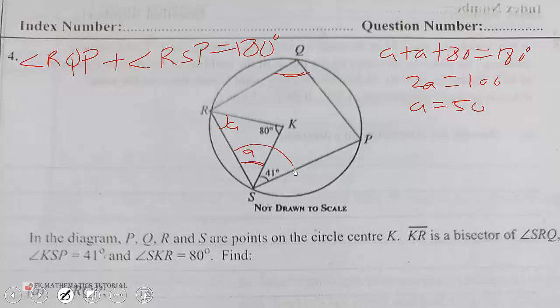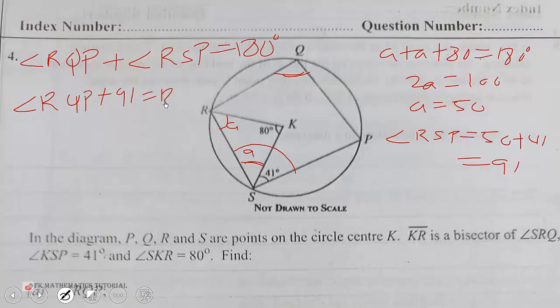So the whole angle here, which is angle RSP, is 50 plus 41. So angle RQP plus 50 plus 41, which is 91, plus 91 is equal to 180. So angle RQP is equal to 180 minus 91 degrees, that will give us 89 degrees.